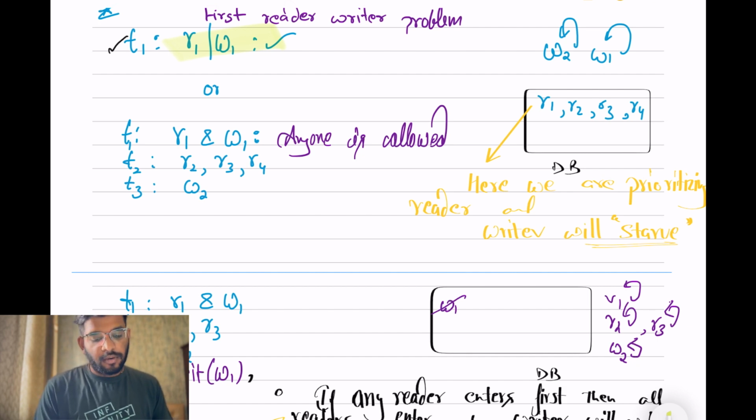But in general, in normal day-to-day cases, the situation is more like the second case, where there can be many readers and many writers.